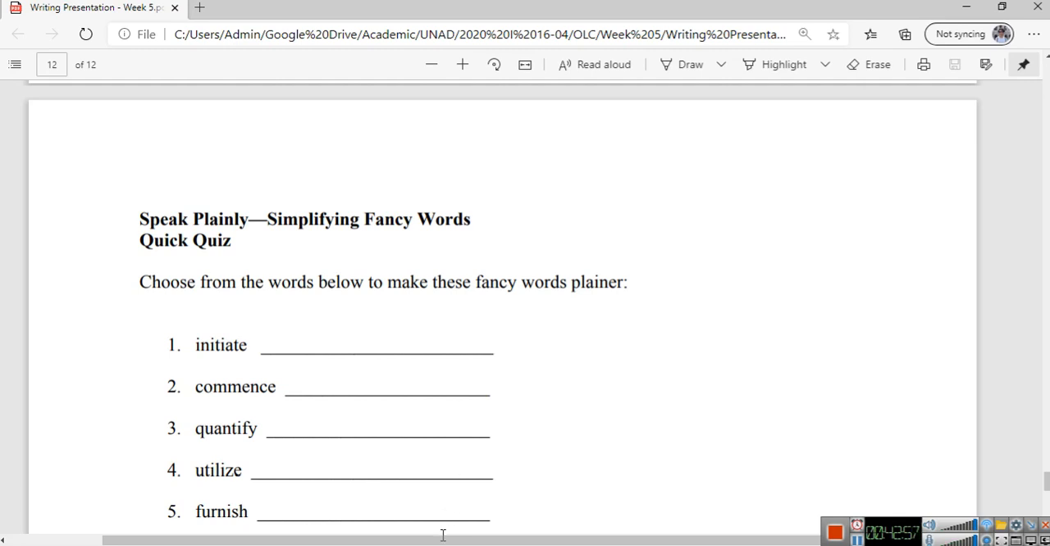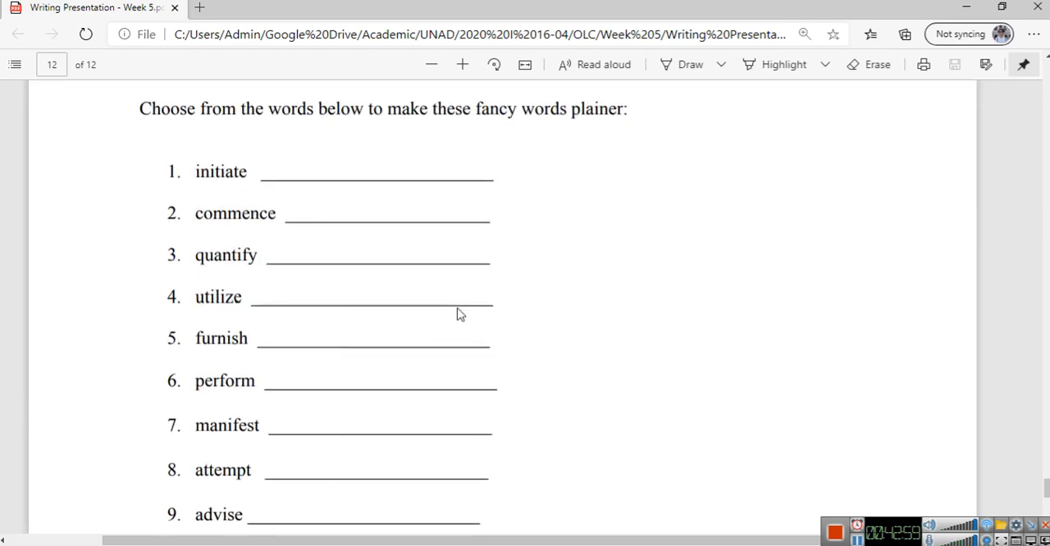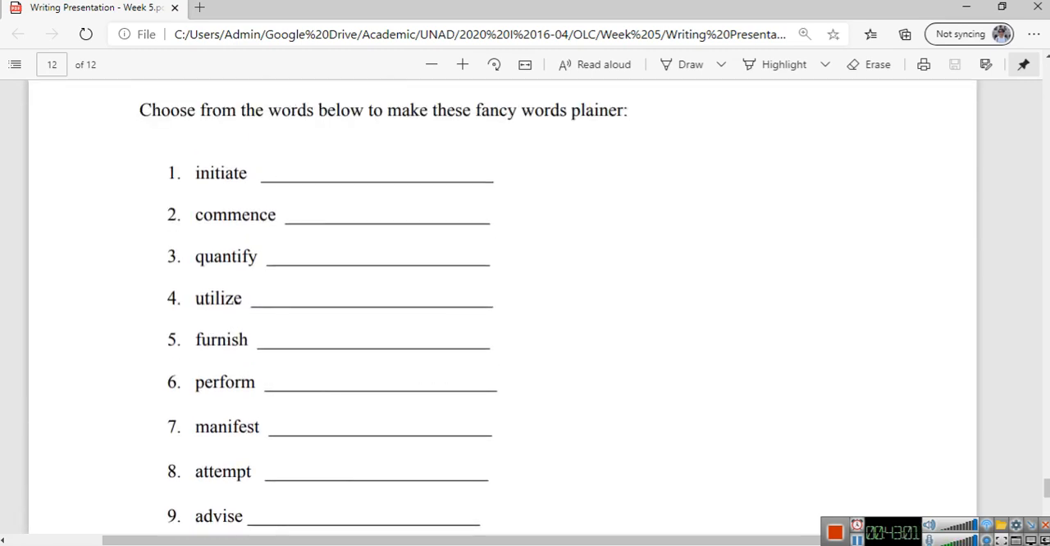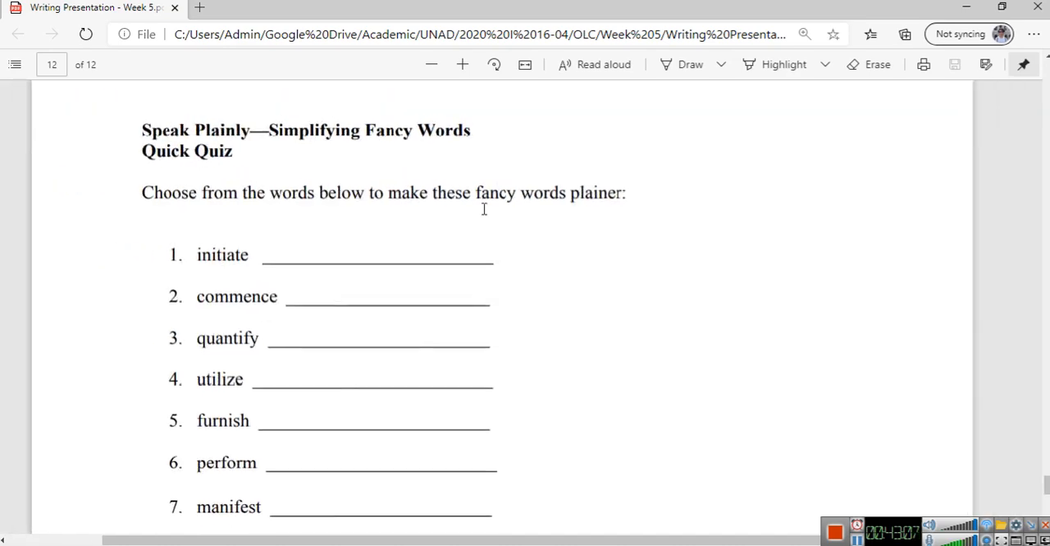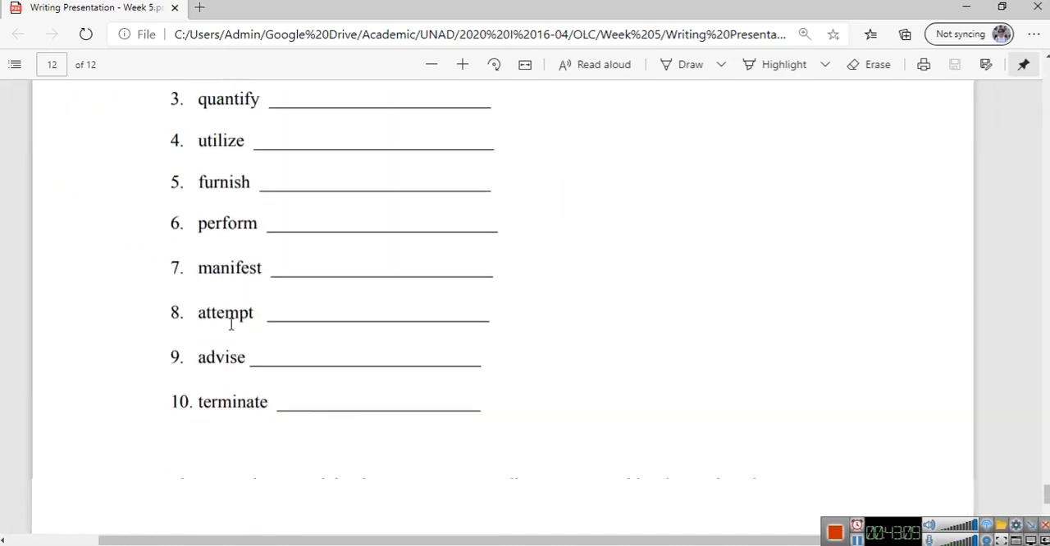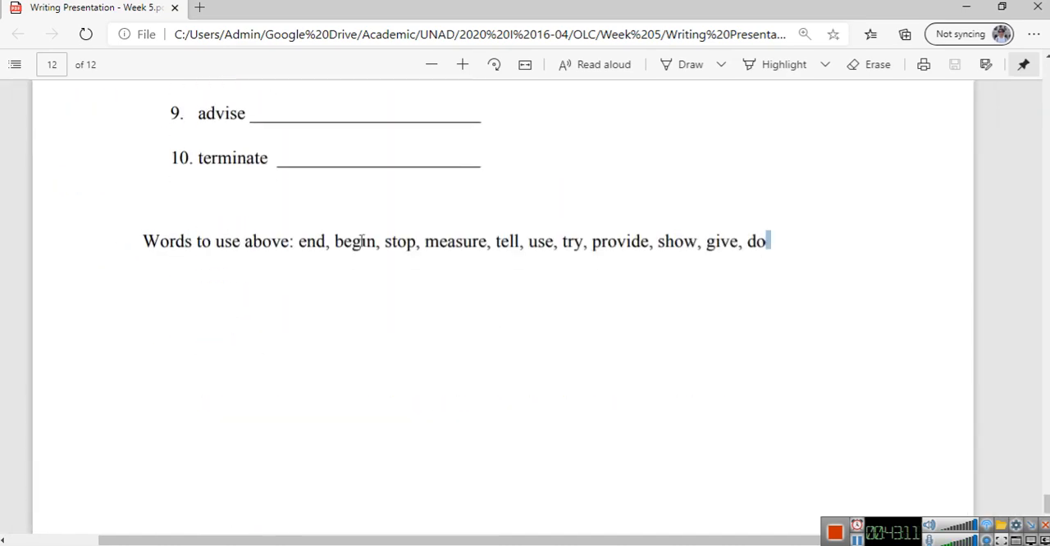Let me see if I have the file here. No, I thought I had the file. So we're going to do this from my screen. I'm going to copy this into the chat.